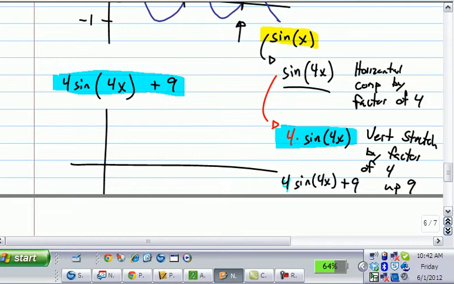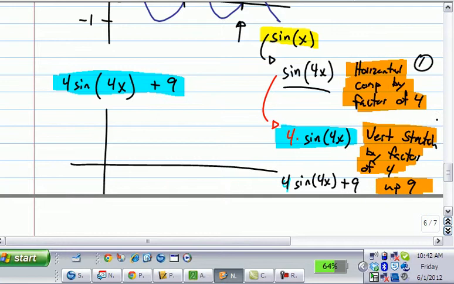So we've got the order figured out. This is the first thing. This is the second thing. This was the third thing. 1, 2, 3.